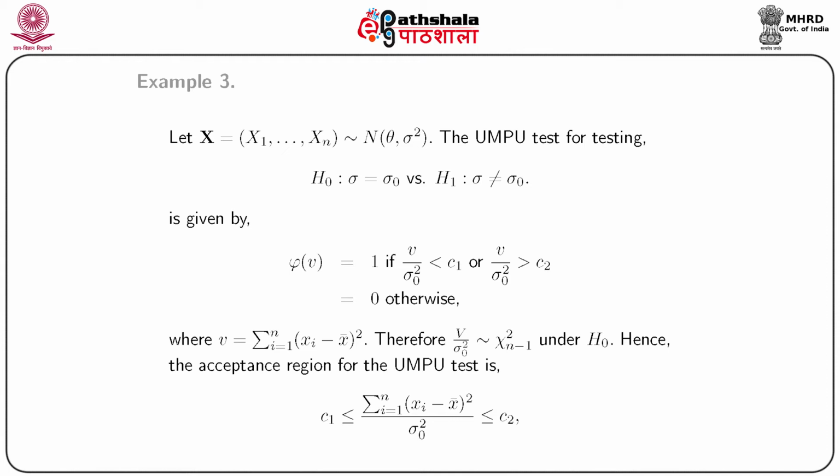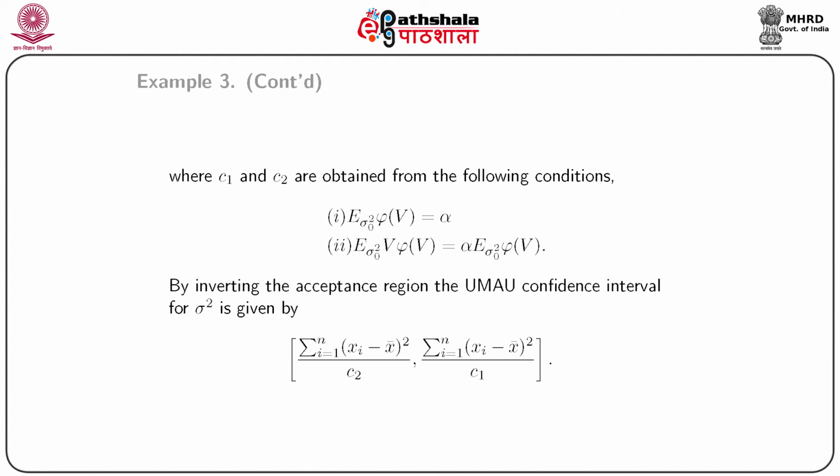Therefore, under H naught, V by sigma naught square follows chi square n minus 1, and hence the acceptance region for the UMPU test is the region C1 less than or equal to summation (xi minus x bar) square by sigma naught square less than or equal to C2, where C1 and C2 are obtained from the following conditions: expectation under sigma naught square of psi(V) is equal to alpha, and expectation under sigma naught square of V into psi(V) is equal to alpha into expectation under sigma naught square of psi(V).